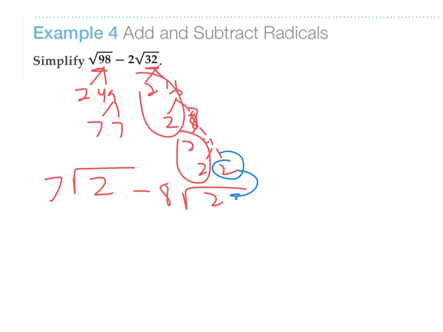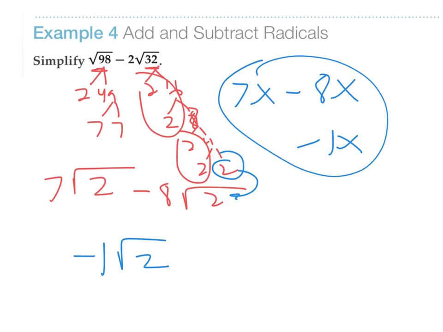7 minus 8 is a negative 1. And the radical signs stay exactly the same, just like if they were variables. So if I had 7x minus 8x, I would get negative 1x. Similar to radicals, but they must be the same to be able to add or subtract. And they are. And we got that by simplifying.